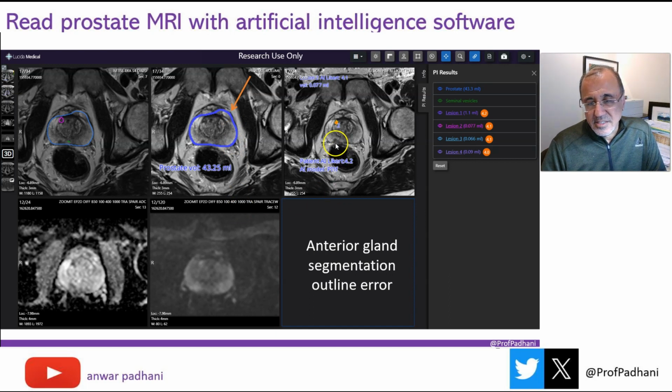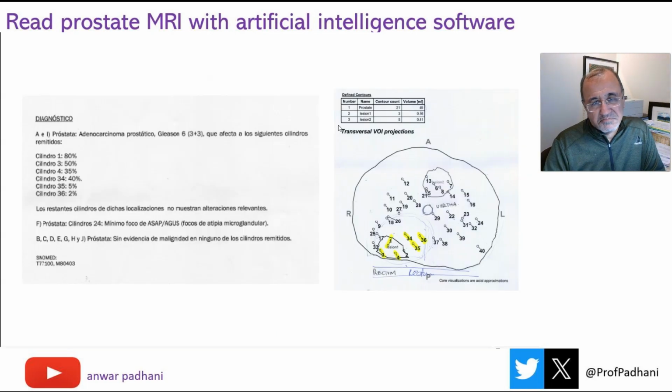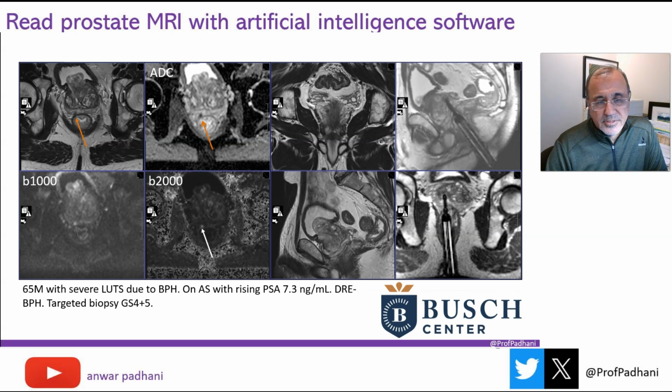This is the cancer. This is atypical ductal hyperplasia. And here are the targeted biopsies. So this area here, posteriorly on the right, was 3+3 cancer, and this lesion here, more anteriorly, was ASAP, or a focal area of atypical ductal hyperplasia. Let me show you another example.